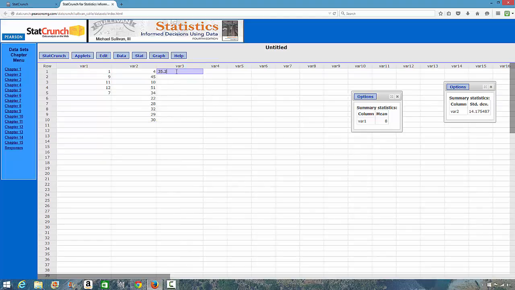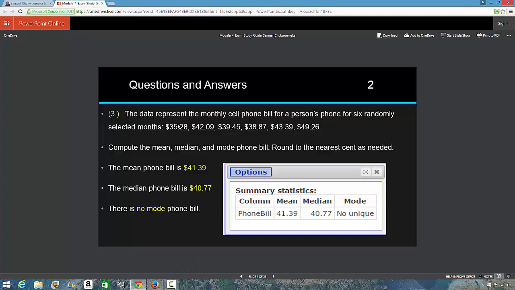The data we have: 35.28, 42.09, 39.45, 38.87, 43.39, and 49.26. The sample size is 6. We come here to verify: 1, 2, 3, 4, 5, 6. So we need mean, median, and mode.